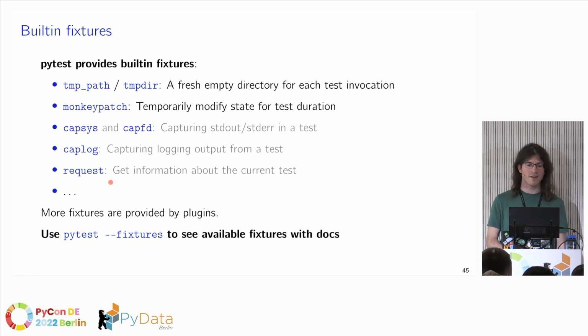And there is a request where a fixture can get information about the test which requested it. So basically things like the name of the currently running test. Normally you wouldn't use this directly, but it's a useful thing if you want to start extending PyTest with custom functionality.